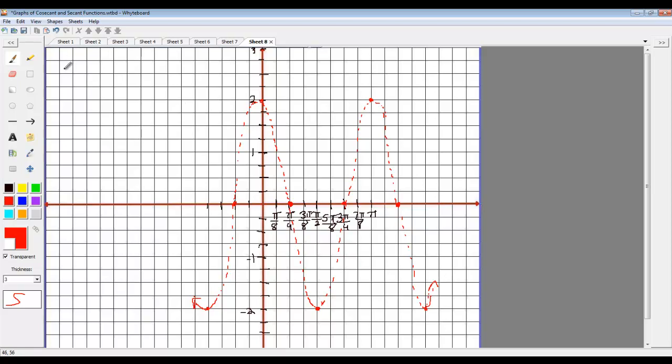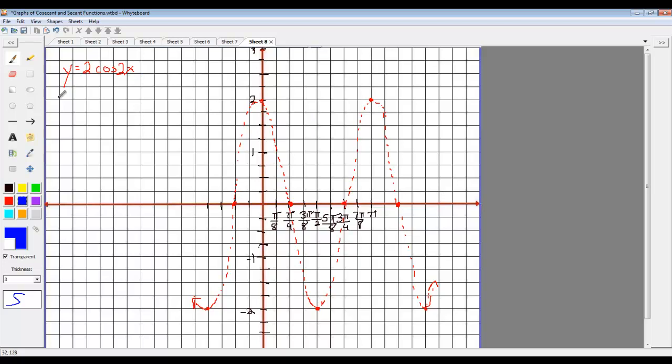So that's the 2 cosine 2x. That's the amplitude of 2, so from the axis here it peaks up 2 and then it drops down to negative 2. And then cosine 2x, we figured out the period was going to be pi, so it did this nice horizontal squashing.